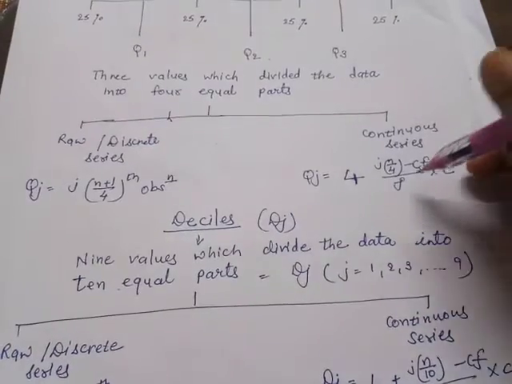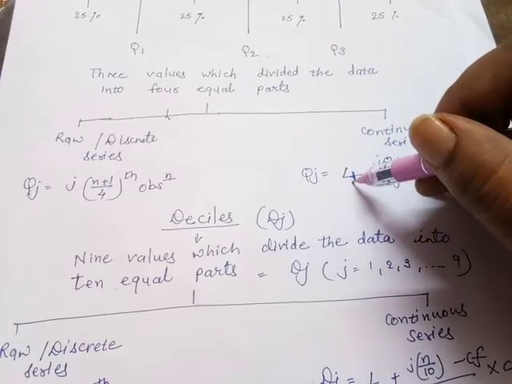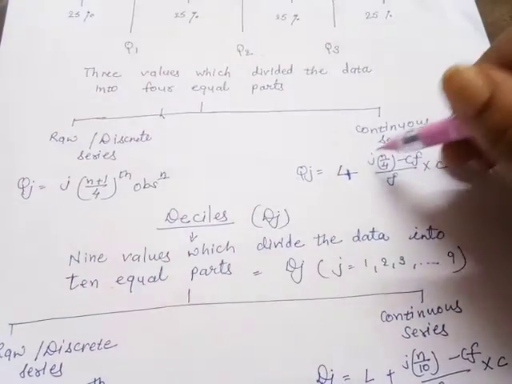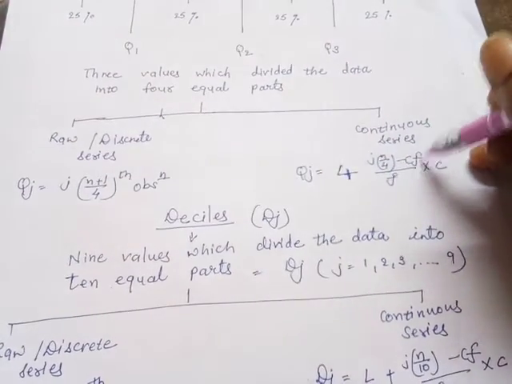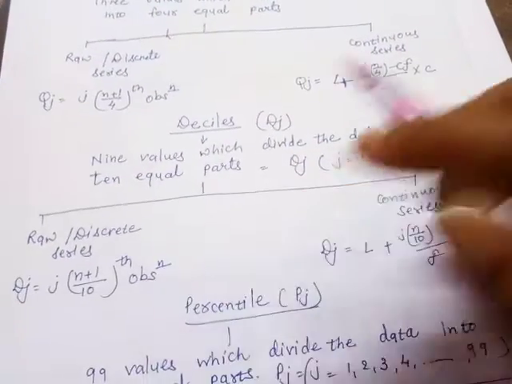Now for the continuous series, our formula is Qj equals to L plus J in bracket n by 4 minus Cf upon f multiplied by C. So this is our formula for the continuous series.